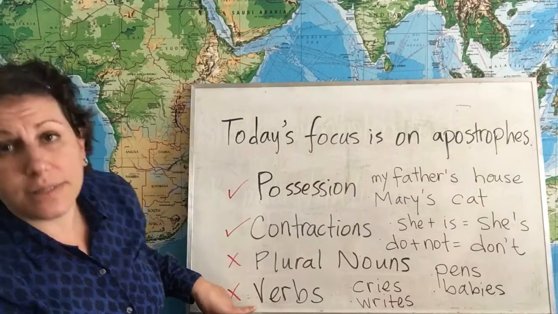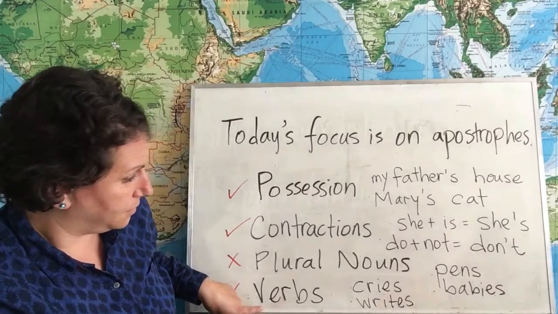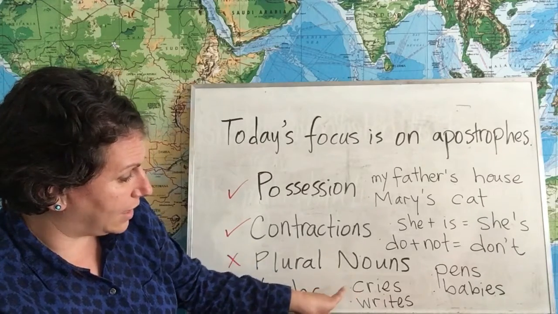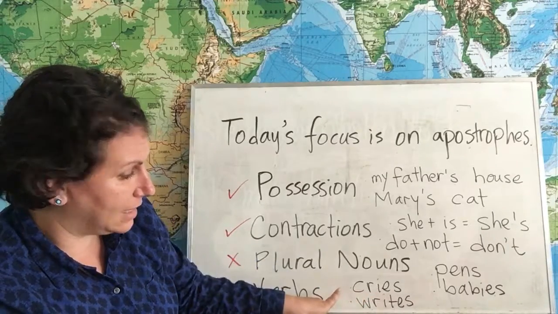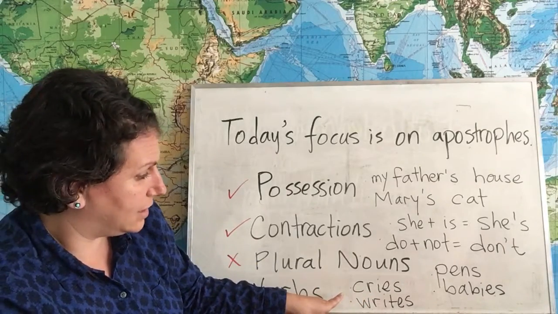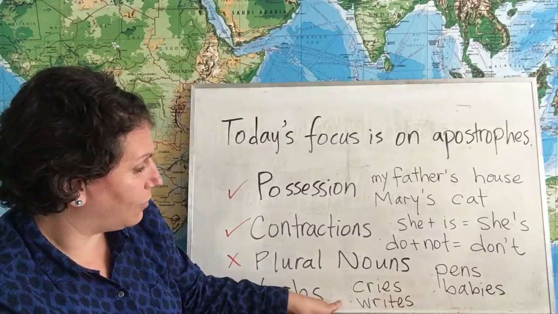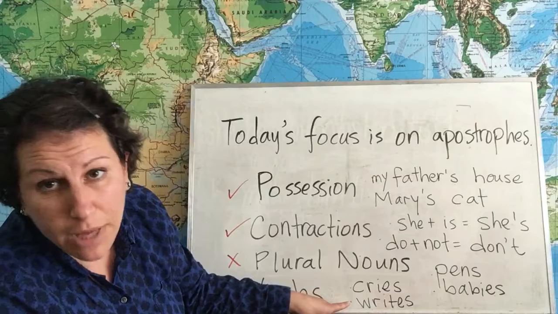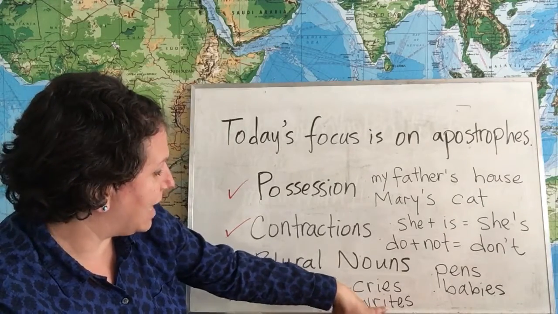Same thing with verbs. Sometimes we have spelling changes with verbs, but we don't need an apostrophe. Cry, when it's third person singular, the Y becomes I-E-S. He cries, she cries, it cries, no apostrophe. Write, he writes, she writes, it writes, a robot writes. We don't need an apostrophe, we just add S.